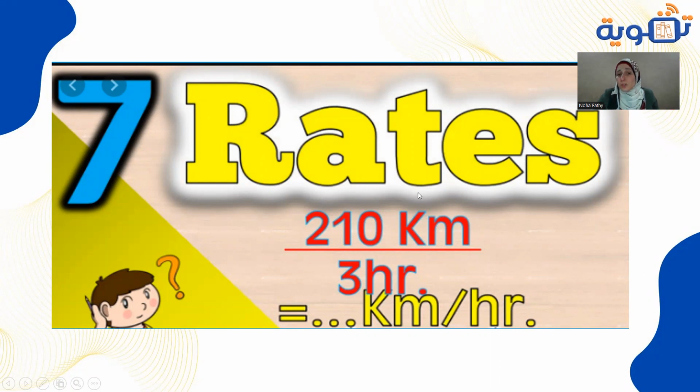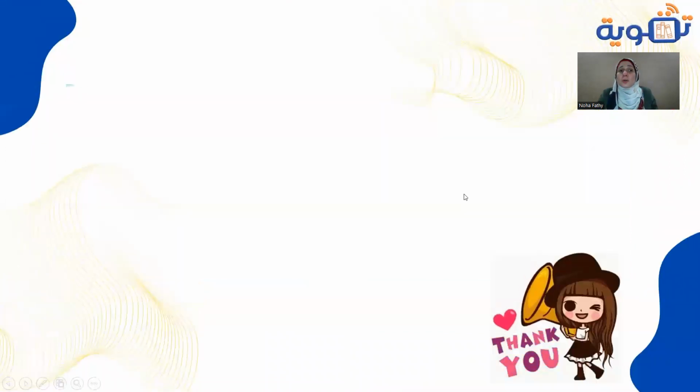Now, the rates. What is the rate? Rate is like ratio, an application of the ratio, but it compares two quantities with different measurement units. Why? Because if I want the speed of the car, I will divide 210 kilometers, the distance the car covered, over 3 hours. This means in 3 hours, this car covered 210 kilometers. What is the rate of this car, or what is the speed? 210 divided by 3 gives me 70. So 70 kilometers per hour. It means this car covered 70 kilometers in every 1 hour. And this is the definition of the rate.